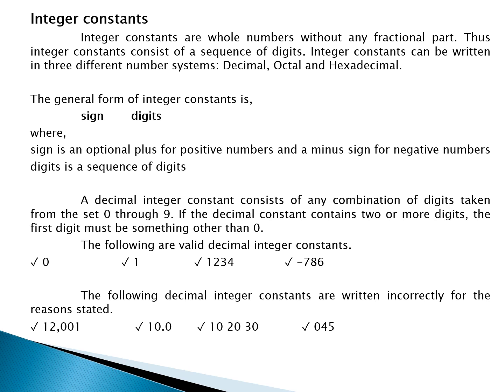The next one, 10 space 20 space 30, is also invalid because there is a space between the digits. When we write digits, there should not be any space between them. It should be a sequence of digits without any spaces. The next, 045, is invalid because a decimal constant should not start with a 0.